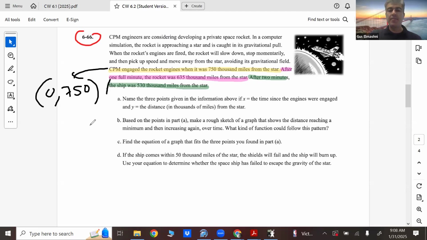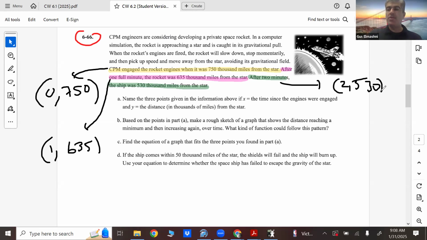Now let's look at the pink. How much time's passed in pink? And what's the distance? 635. Okay, for the green, how much time's passed? 2, 530. Perfect. Okay. So you see what I've done?